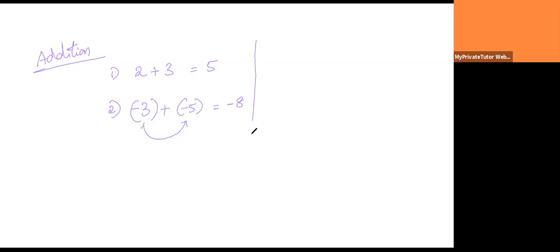What if we have one positive number and one negative number? Let's take an example: 3 minus 2. Here we are subtracting, obviously everyone knows. Okay, let me take it this way: 3 plus of minus 2. See, here one is a positive number and one is a negative number, which means we have to subtract. If both the signs are the same, then we add.